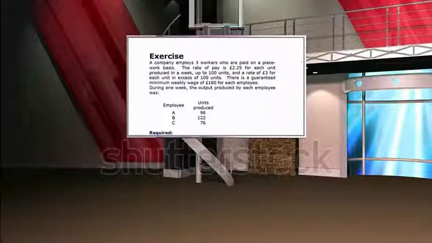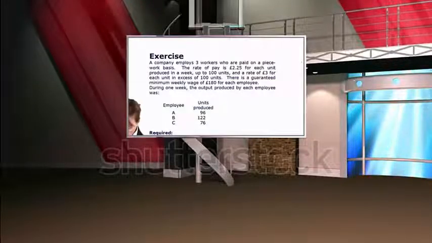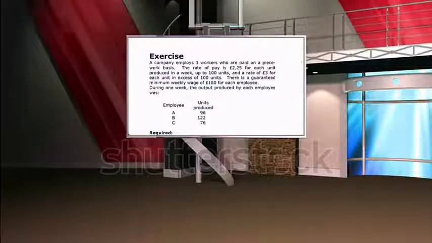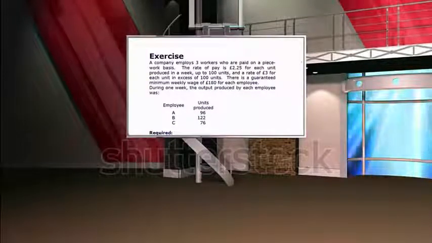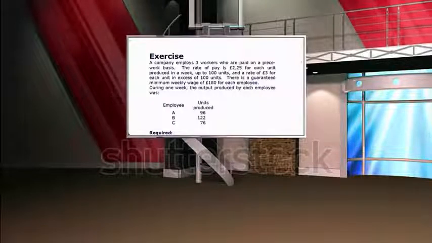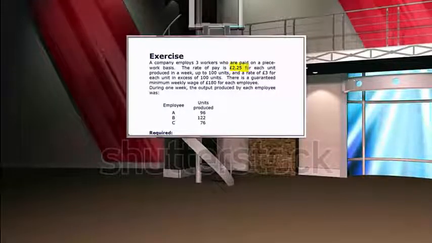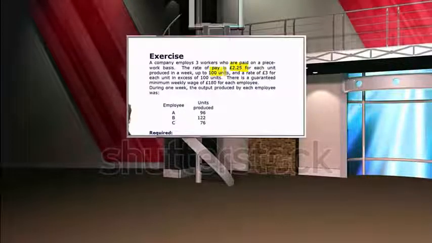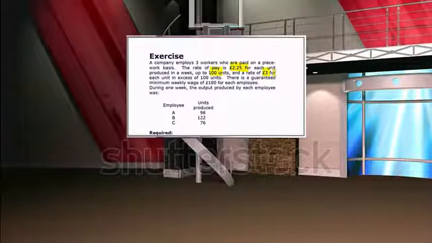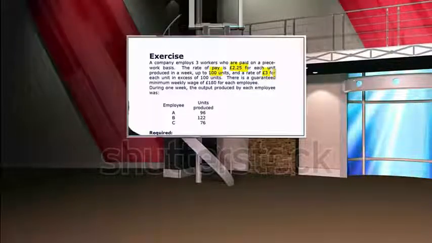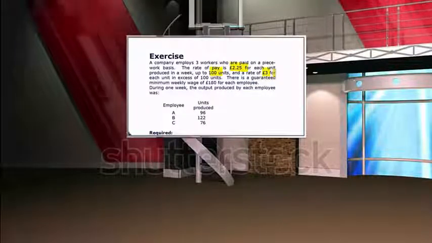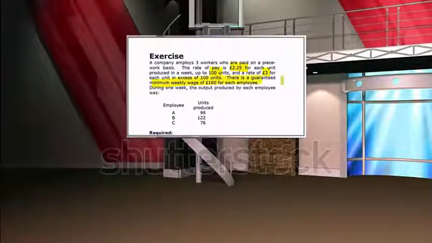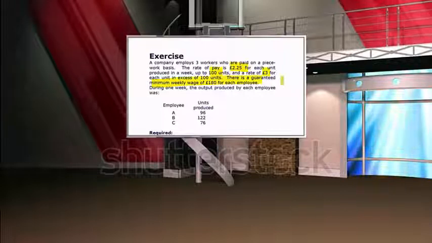So, beginning with our first exercise then, we are told a company employs 3 workers who are paid on a piecework or a piece rate basis. The rate of pay is $2.25 for each unit produced up to 100 units. After that, they will get £3 per unit. So this is a differential piece rate basis. There is a guaranteed minimum weekly wage of £180.